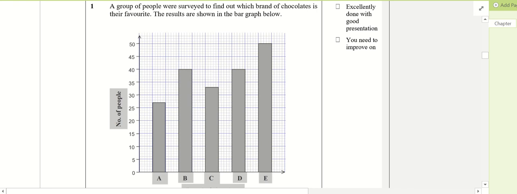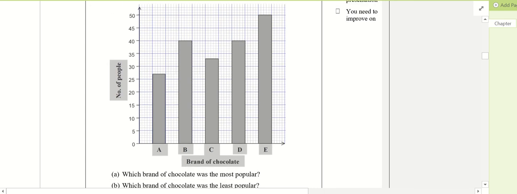A group of people were surveyed to find out which brand of chocolate is their favorite. The results are shown in the bar graph below. On the x-axis we have the brand of chocolate, and on the y-axis we have the number of people. There are 5 brands here, A, B, C, D, E.